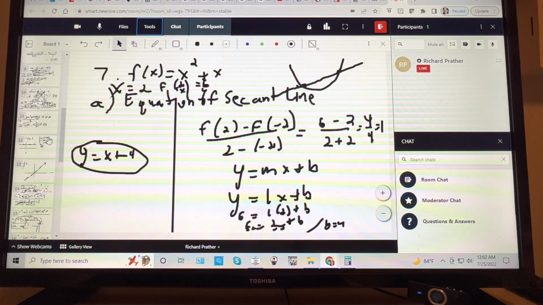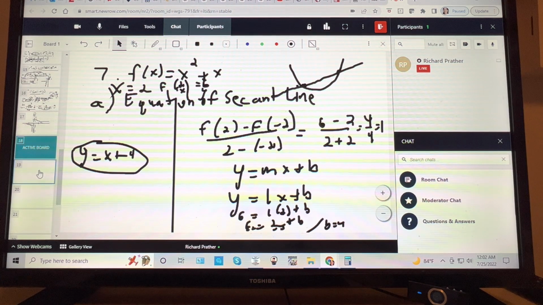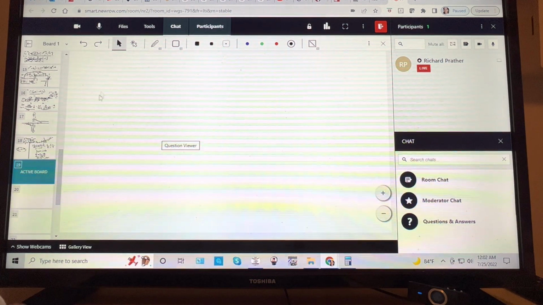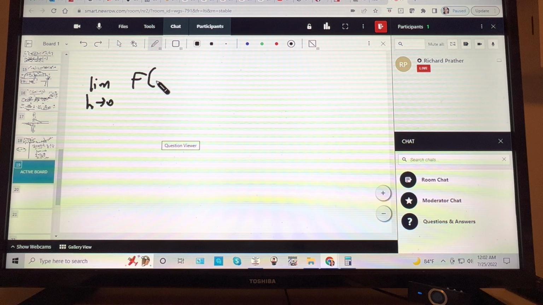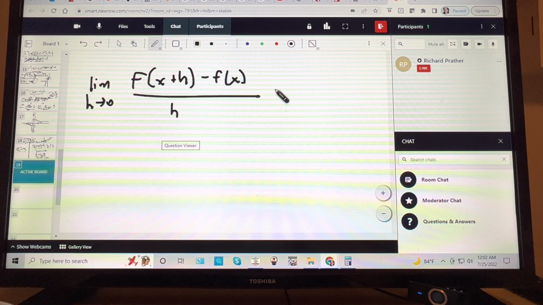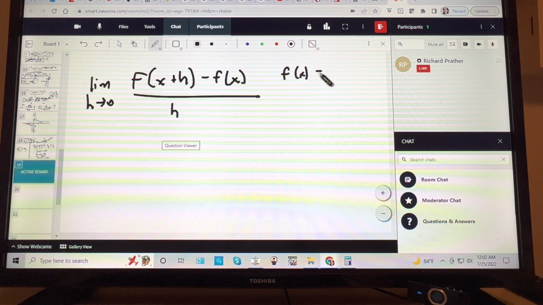So they want us to do it at -2 in essence. So you could do the derivative in general first and then plug in -2, or if you just need -2, you could do it at -2. Either way, so limit as h approaches 0. I'll do it in general first just in case I need other points later. F of x plus h minus f of x all over h. For squares, it's not so bad. The original f of x is x squared plus x.